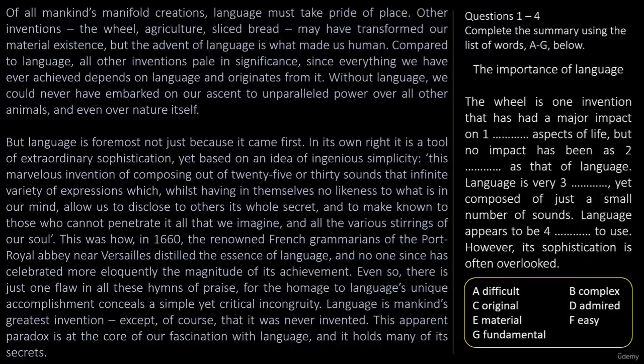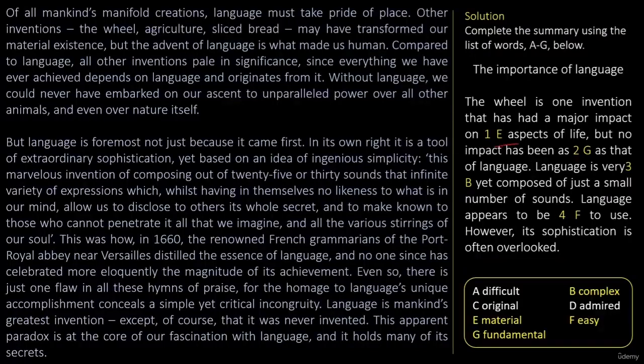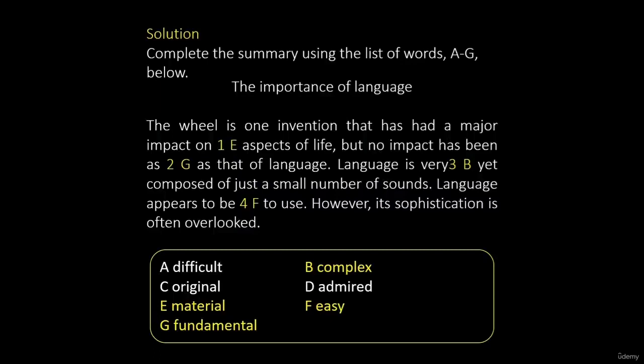We are back. Let's see the answers for these questions. The first one is E, which is material. You can verify in your notebook. The second one is G, which is fundamental. The third one is B, which is complex. And the fourth one is F, which is easy. If you got these answers, wonderful, great. If not, no worries. We'll see how to solve this kind of question, which may help you find the answers easily. Let me show you the answers in a bigger view so you don't miss them. First one is E, second is G, third is B, and fourth is F. Clear about this, I hope.